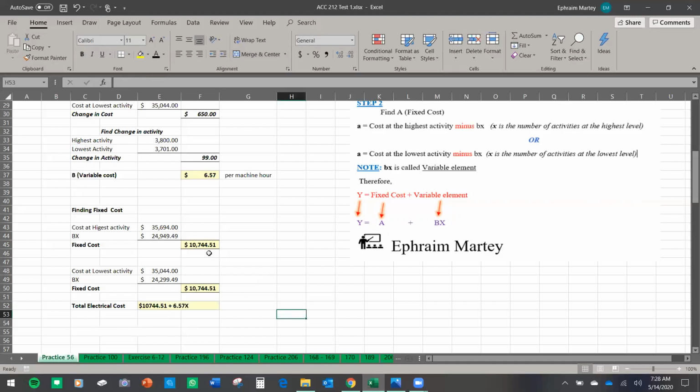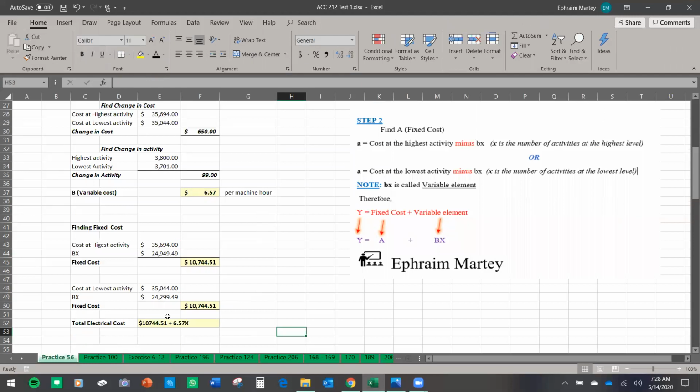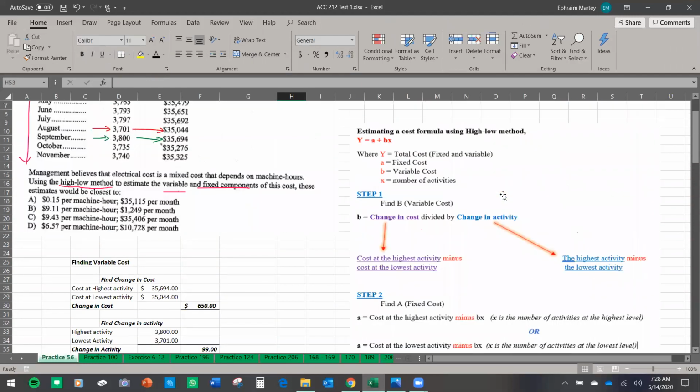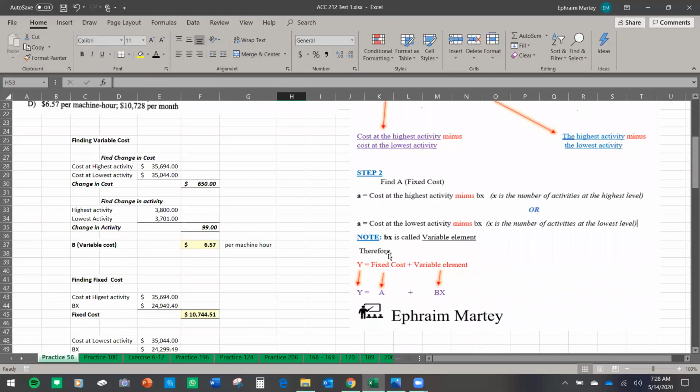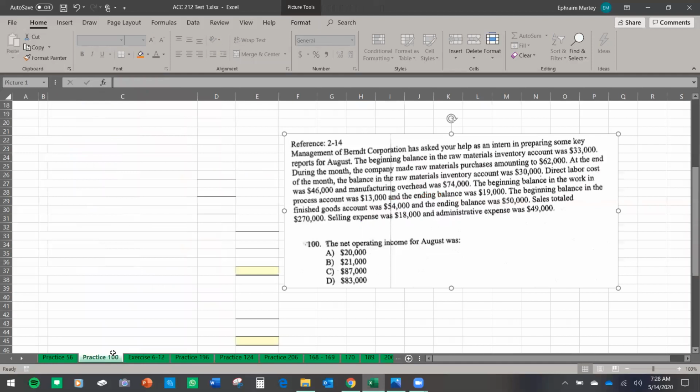Great. Awesome. Now that we have that, let's move on. You can take note of these steps: you start with step 1, you find B, and then you find A. Let's move on to practice 100. So we have an exercise here.